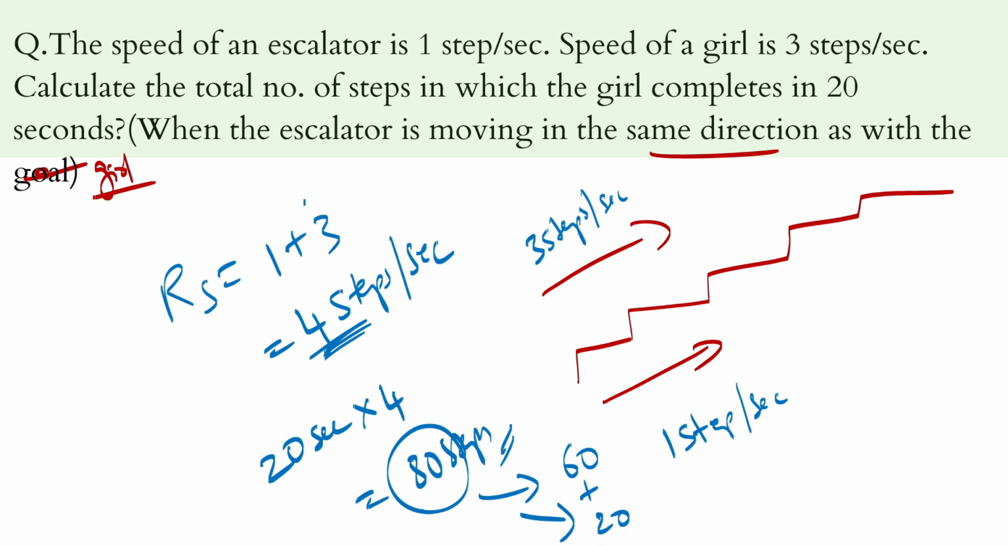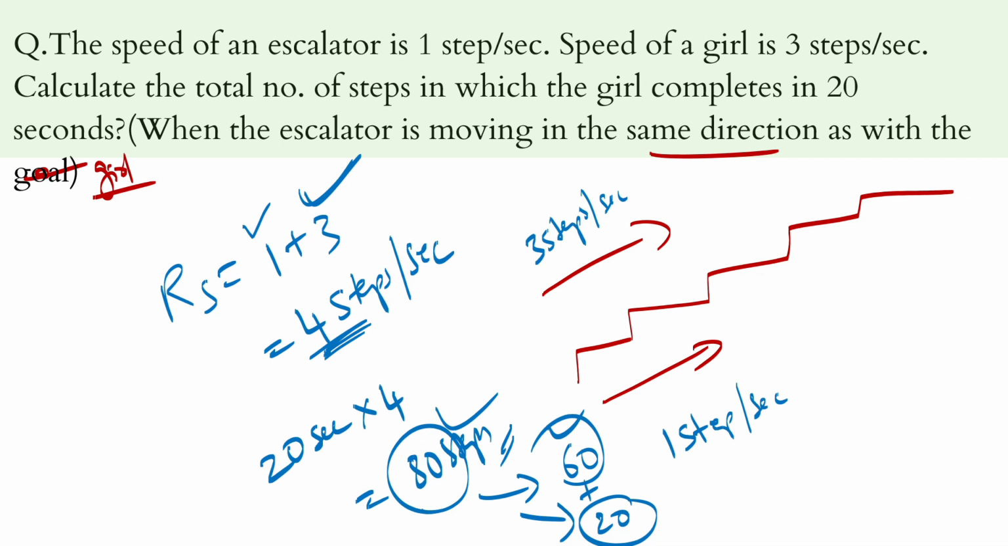60 steps is for the girl, because the girl is completing 3 steps in a second, so in 20 seconds she must complete 60 steps, whereas the escalator completes 1 step in a second, so in 20 seconds it must complete 20 steps. So 60 plus 20 is equal to 80 steps. So we arrived like this, right?